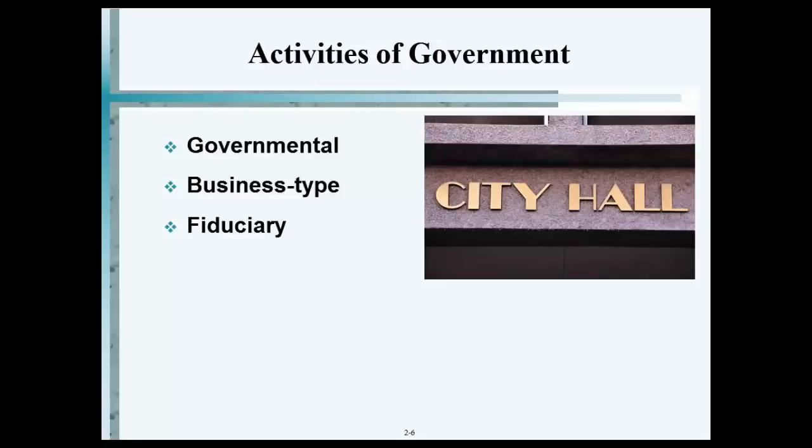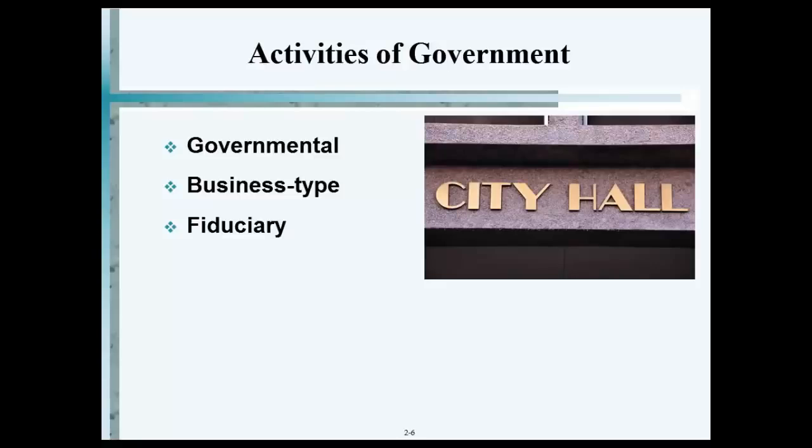And then you obviously have administrative activities that are involved. And what are the business type activities? NJ Transit, New Jersey Turnpike. What are they? They are businesses. They literally operate like businesses, right? They could be electric utilities, gas utilities, airports, golf courses, as I said.